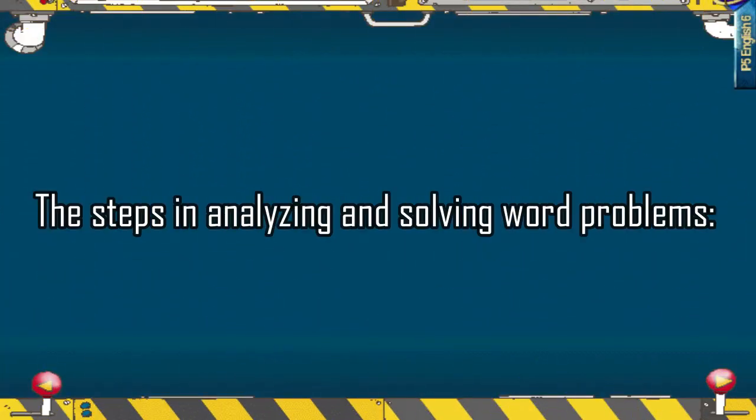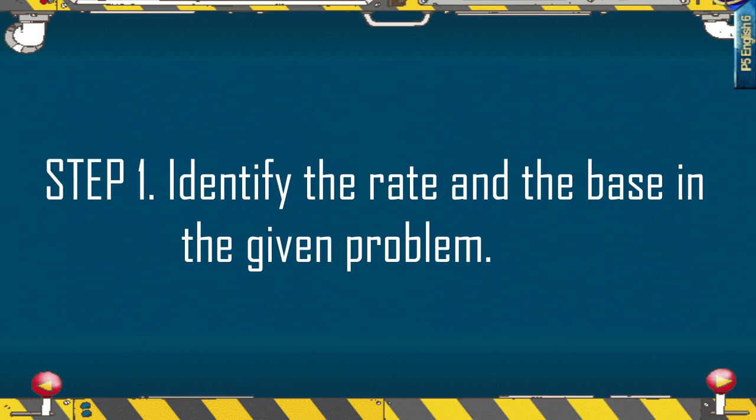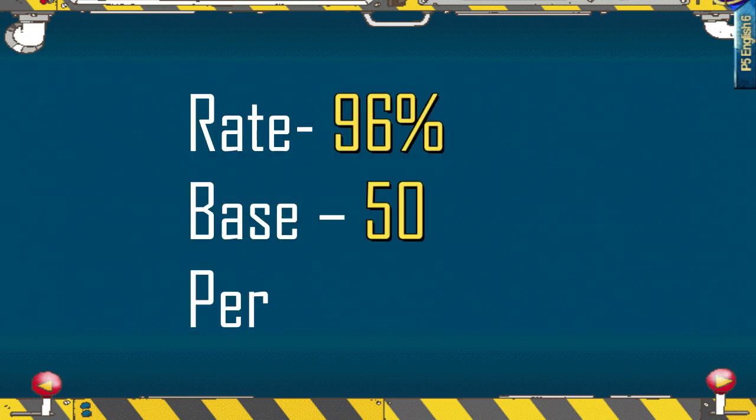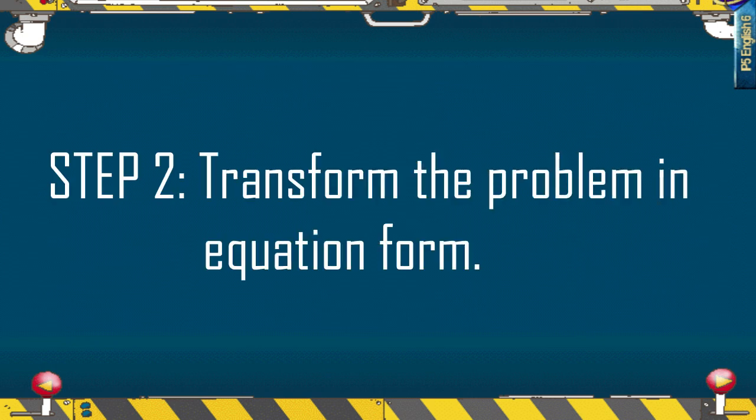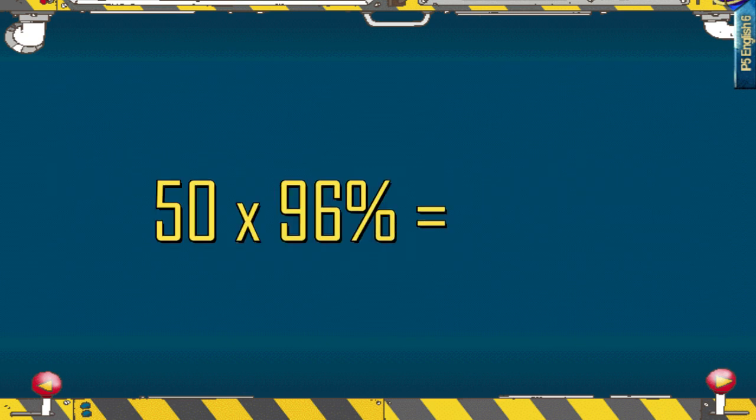Let us follow the steps in analyzing and solving word problems. Step 1. Identify the rate and the base in the given problem. The rate is 96%. The base is 50. Percentage is unknown. Next step is transform the problem in equation form. Our equation form will be 50 times 96% equals n.